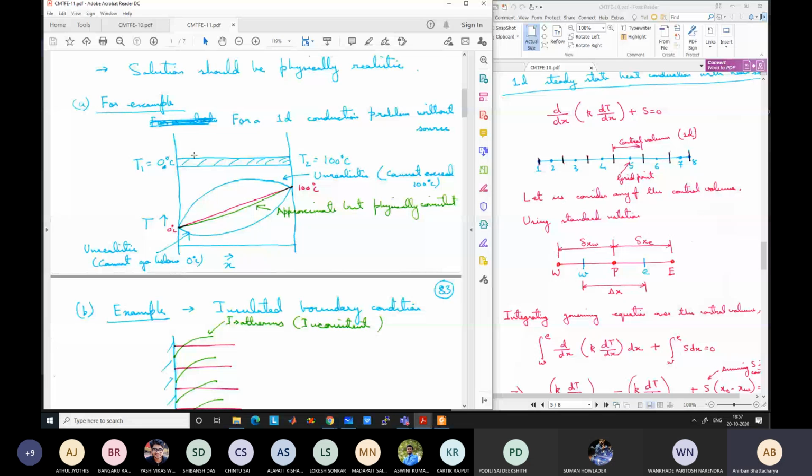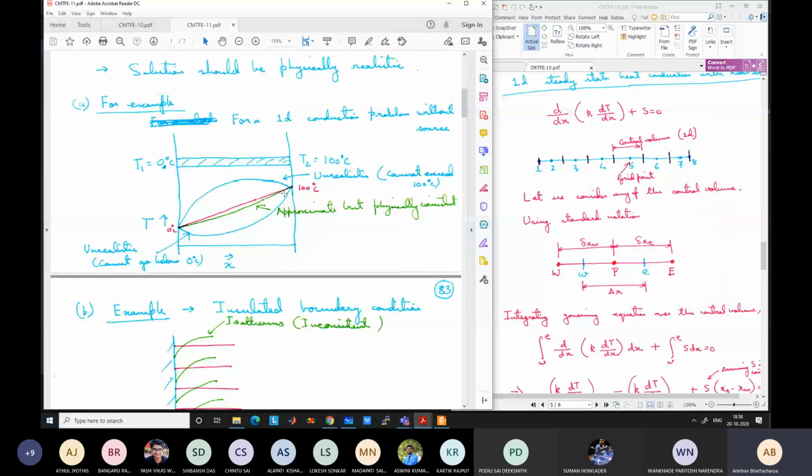Say the red line is the correct steady state solution, a straight line going from 0 to 100 degree, right? And we are getting the green line from our discretization scheme after solving. This is physically realistic because our values are between 0 and 100 degree centigrade. It is approximate because it is not accurate, which means there is some error. As you can see, there is deviation from the red line, but it is physically realistic.